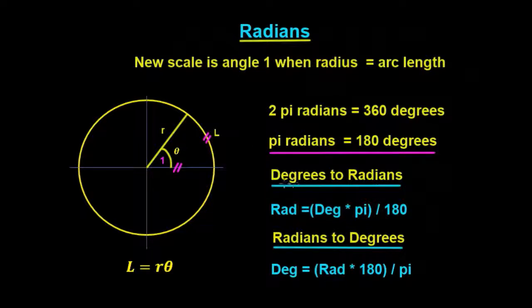So if we're going from degrees to radians, we simply take our degrees and we multiply them by pi and divide by 180. If we're going from radians to degrees, we simply take our radians and we multiply by 180 and divide by pi. So let's say for example we have 360 degrees. 360 degrees times pi divided by 180 is equal to 2 pi. So 360 degrees is 2 pi radians.